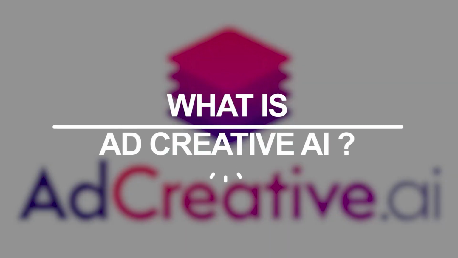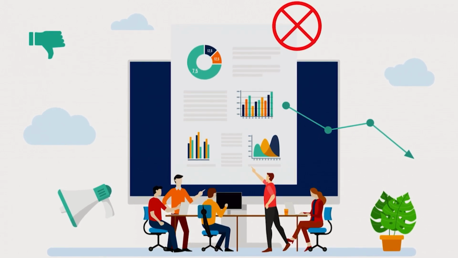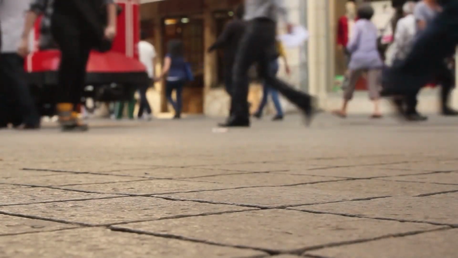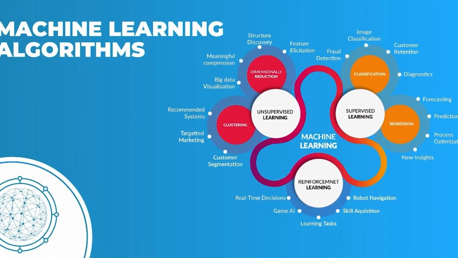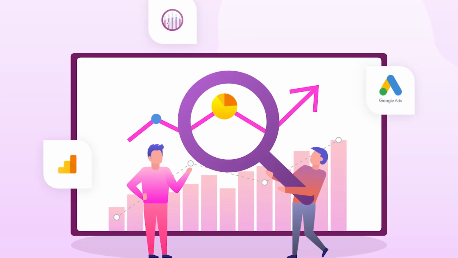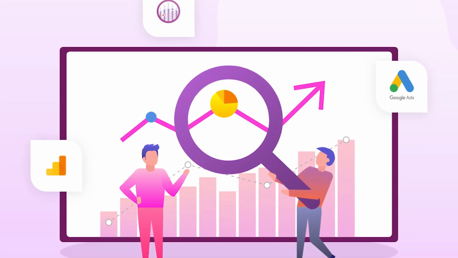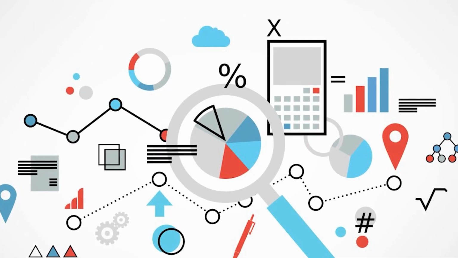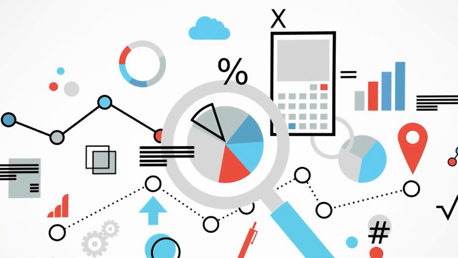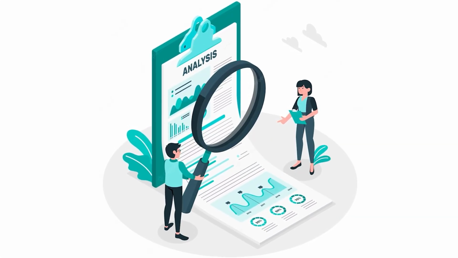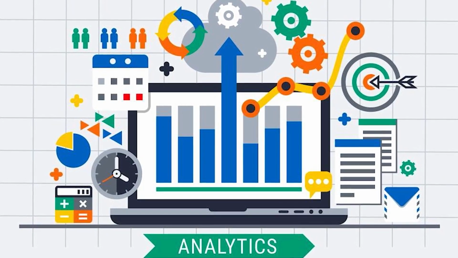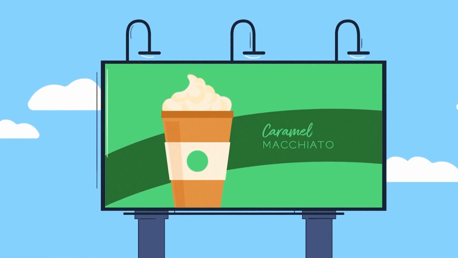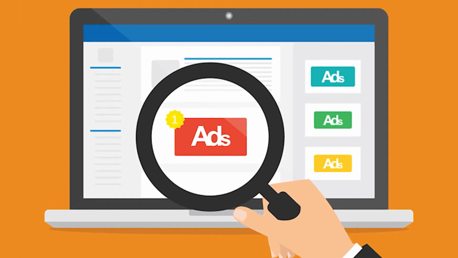What is Ad Creative AI? Ad Creative AI is a tool that helps businesses generate ad ideas, copy, and visuals that resonate with their target audience. It uses machine learning algorithms to analyze large sets of data and create ads that are more likely to convert. It looks at factors such as ad format, language, imagery, and target audience to identify patterns that are likely to resonate with your audience. Based on this analysis, Ad Creative AI generates a range of ad variations that are designed to appeal to your target audience. These ad variations may include different messaging, imagery, or formats, and can be easily customized to suit your specific needs.